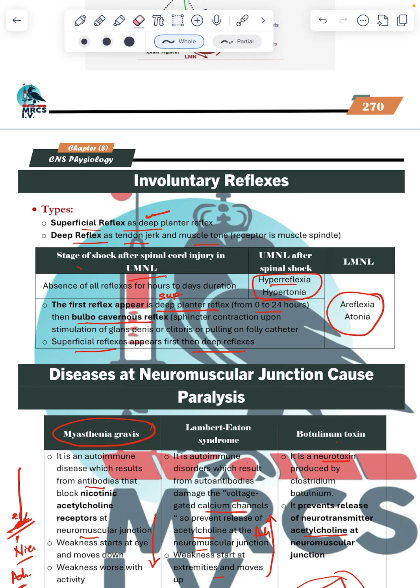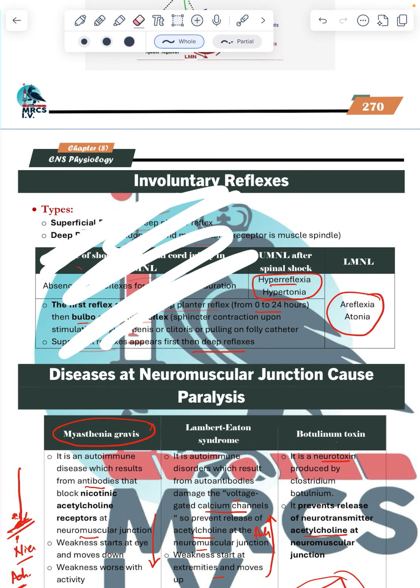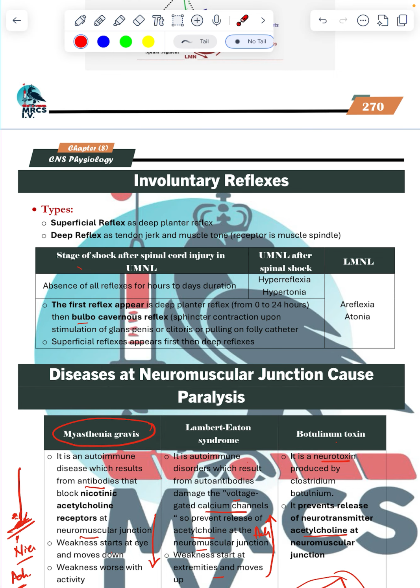Now coming to reflexes. Superficial reflexes include the plantar reflex. Deep reflexes include tendon jerk, muscle tone. Stages of shock after spinal cord injury in upper motor neuron: absence of all reflexes for hours to days. Then upper motor neuron features appear: hyperreflexia, hypertonia. Upper inhibition is lost, so there will be hyperreflexia.